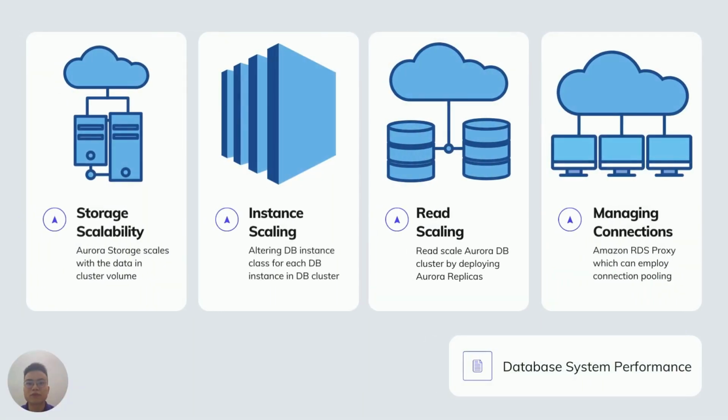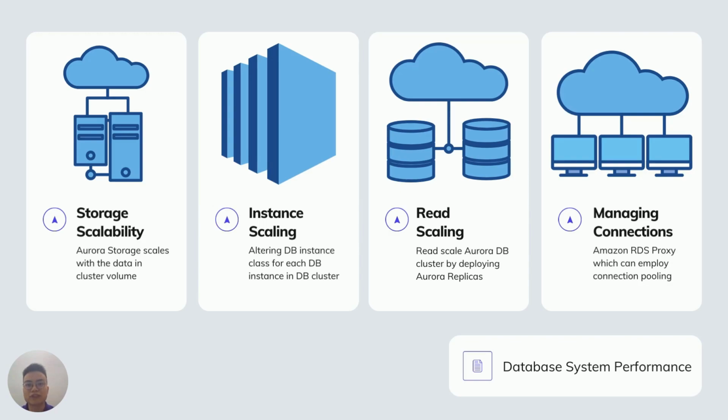Database should have optimal performance because a poorly performing system can degrade the performance. To manage performance, we focus on 4 aspects. For storage scaling, Aurora Storage automatically scales with the data in your cluster volume. For instance scaling, we alter the database instance class for each database instance in the database cluster to grow our Aurora database cluster as needed.